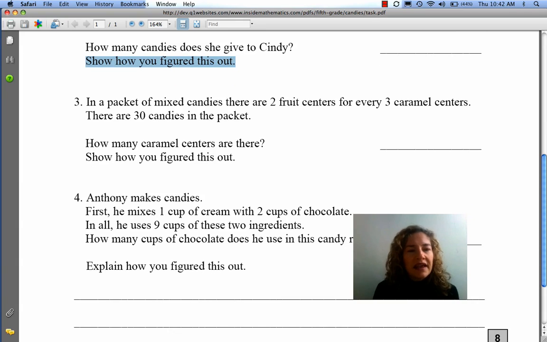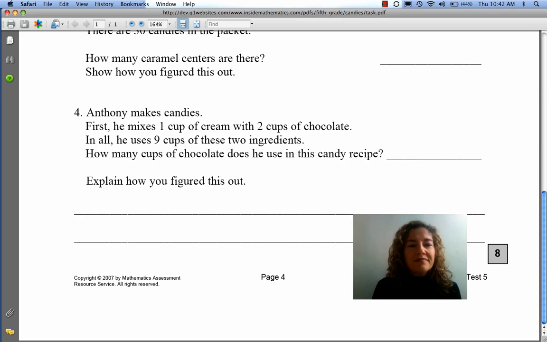In a packet of mixed candies, there are 2 fruit centers for every 3 caramel centers. There are 30 candies in the packet. So how does a kid even set this task up? 2 fruit centers for every 3 caramel centers, and there's 30 in all. So you can see that this is actually leading towards algebraic representation. But they're trying to get this part to whole and relationship to each other and total quantity and partial quantity all figured out together.